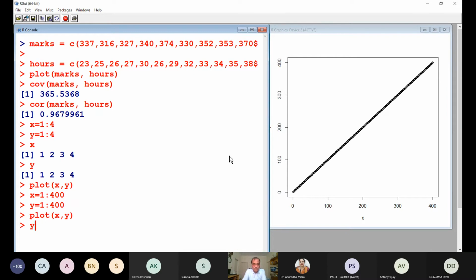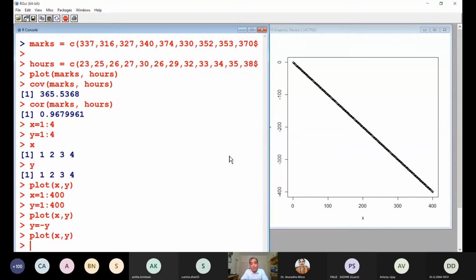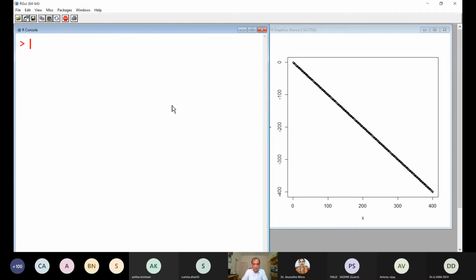And if I say y is equal to minus x, and plot x and y, you can see that this is a perfect linear relationship. And if I find the correlation coefficient between this x and y, it will come out to be -1. I can show you here. So that confirms that what you are doing is correct.